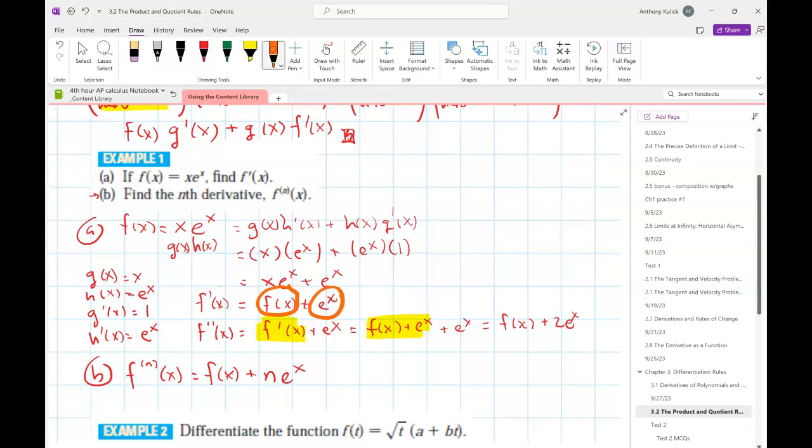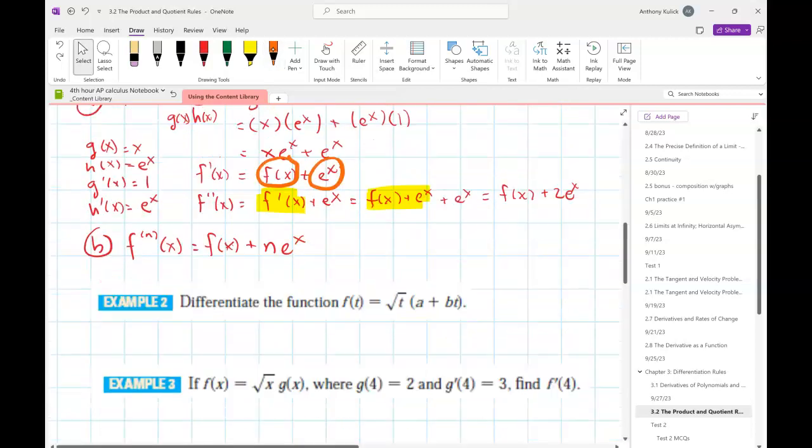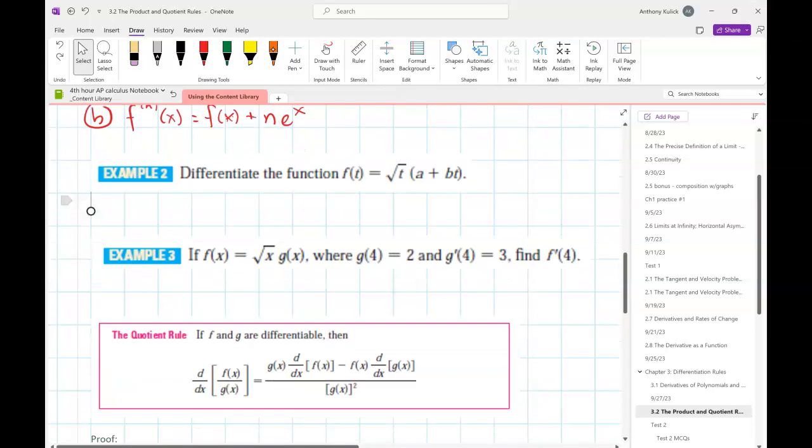So this is the first derivative right here. If I differentiate this, I get f prime. When I differentiate this, I get e to the x. Okay, got it. Let's do the next example.